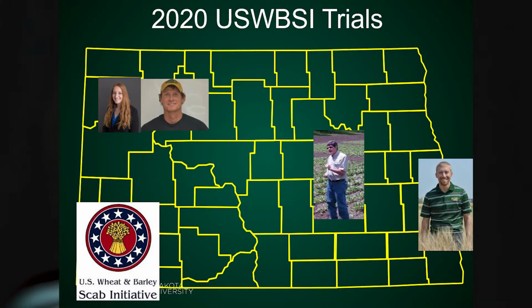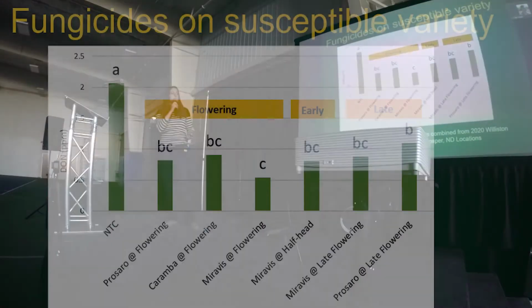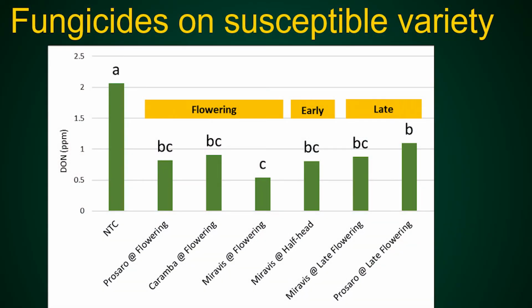So I'm going to show some research, and that, again, is collaborative. I want to make sure everyone gets acknowledged. Blaine Schatz manages the trials at Carrington, and Andrew manages the trials at Prosper, and Tyler helps me with my work here in Williston. They are conducted at Nesson Valley. So these are some of our 2020 data. This is from Williston and Prosper, so it's combined across the two sites.